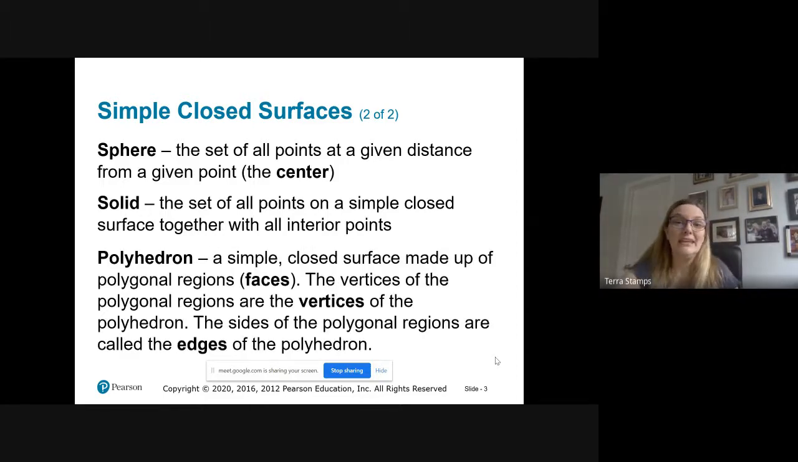And a polyhedron is a simple closed surface made up of polygonal regions. We call these faces. The vertices of the polygonal regions are the vertices of the polyhedron, right? So remember, the vertices are where the sides of the polygon, remember polygons are made of line segments, meet. That's called a vertex. The plural is vertices. The sides of the polygonal regions are called the edges of the polyhedron.